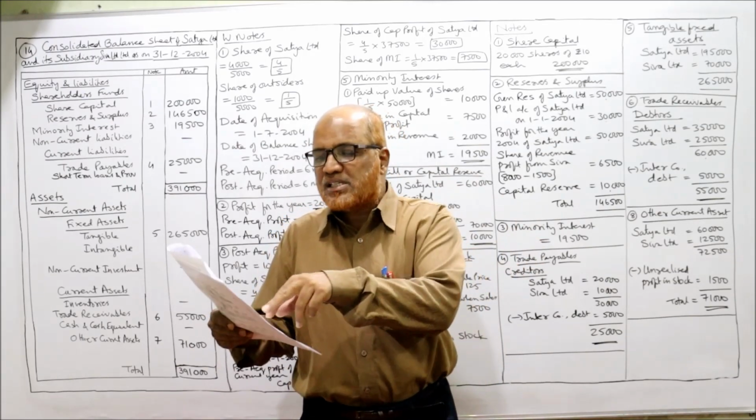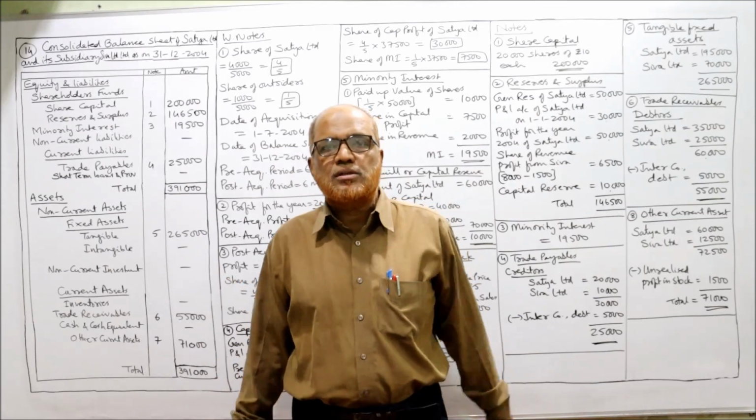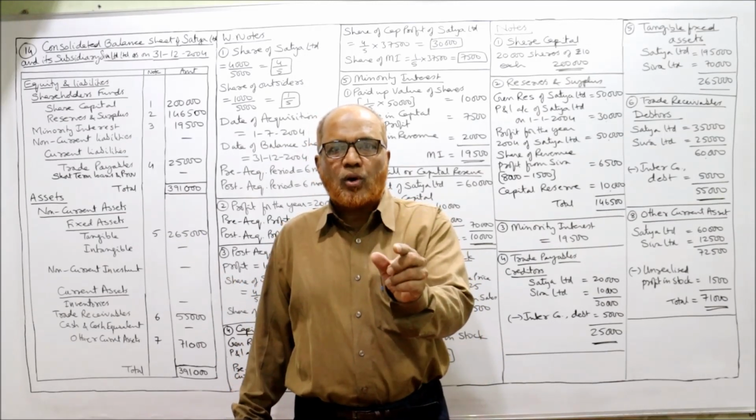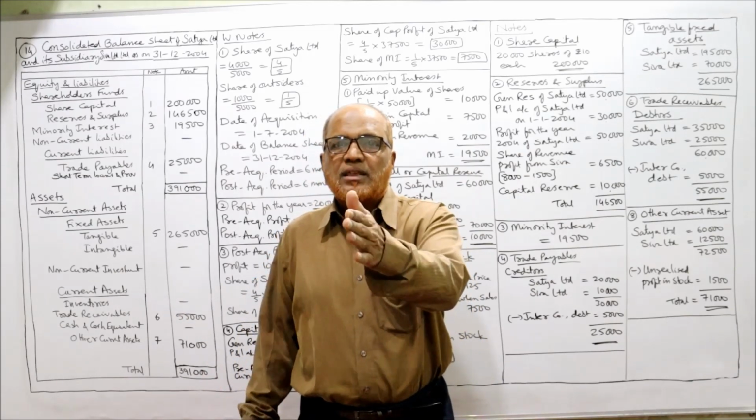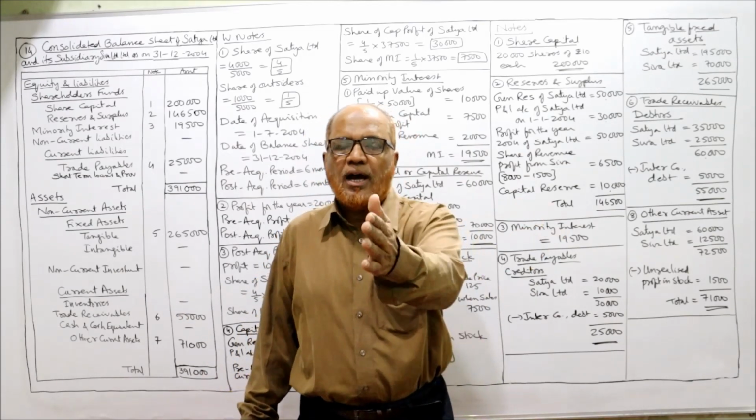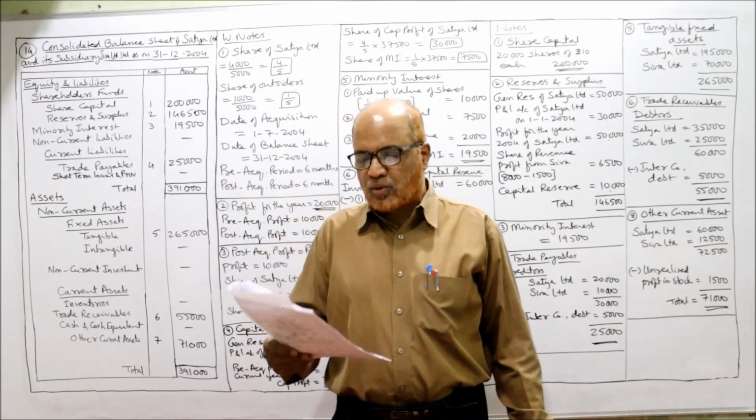How much is the profit in Siva Limited in the current year? 20,000. The 2004 current year profit is 20,000. So out of 20,000, 10,000 profit is pre-acquisition and 10,000 profit is post-acquisition.